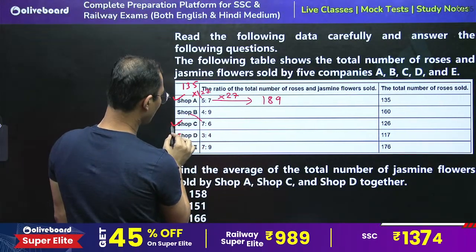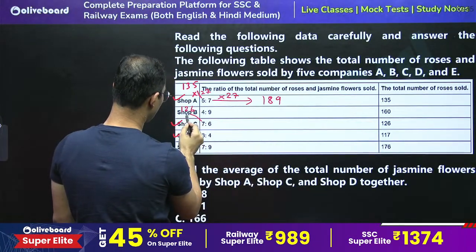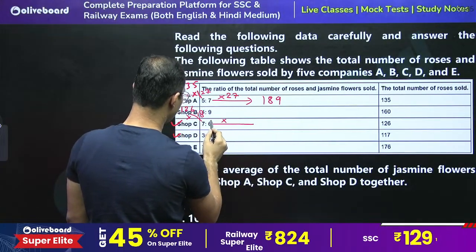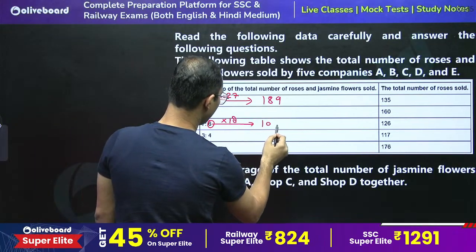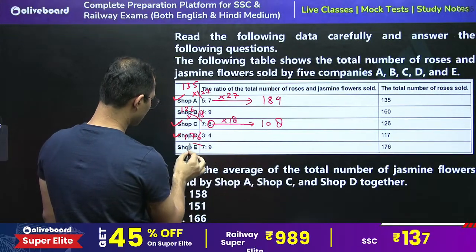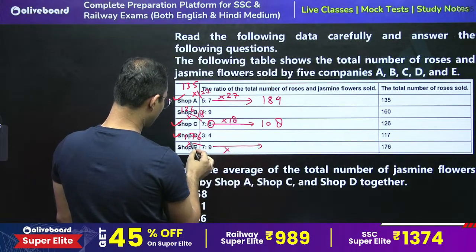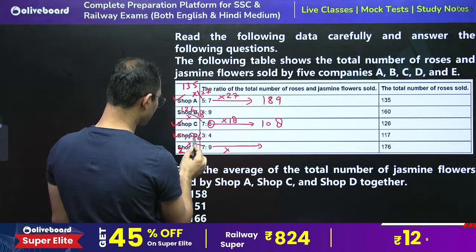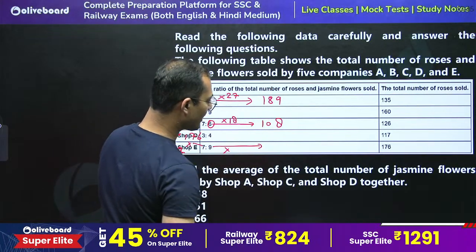So likewise we can say that here 7 is equal to, for C, 126, right? So how many times? 7 8s are 56. So for C, 6 is equal to what? 6 into 18, right? 108. Likewise 7 is equal to 176. So 1 is equal to what? 7 2s are 14, right? It is not divisible. Is this clear?